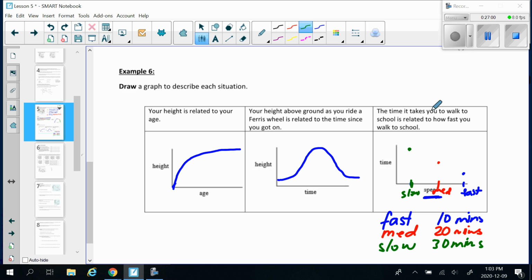Right? So then basically this is the relationship, but you have to understand that this is not one journey. It's an idea of first day, this is how fast I walk, second day, this is how fast I walk. And the faster you walk, the less time it'll take you to get to school. That's what this graph is saying.